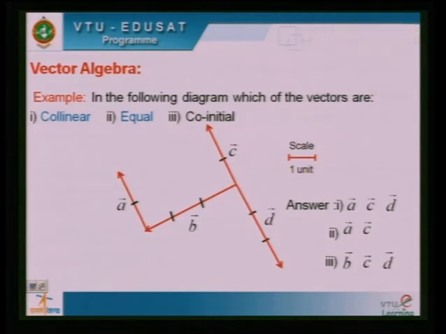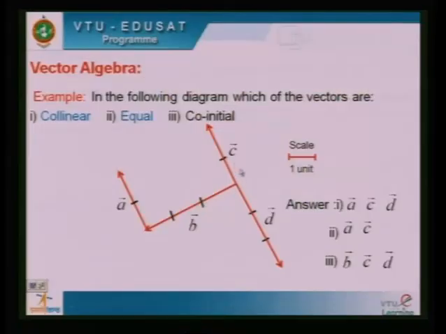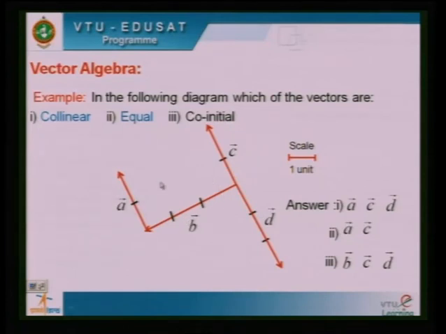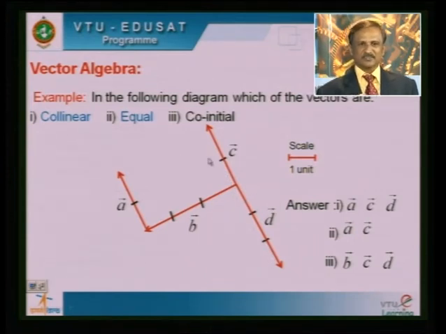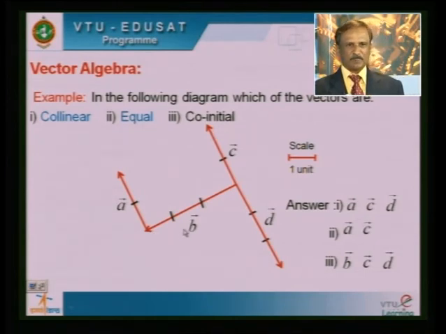So the next example is similar to the previous example. In this case, I have considered a particular diagram containing vectors. Now you have to identify collinear vectors, equal vectors, and co-initial vectors from the diagram. And they have given a scale of 1 unit. So this line represents vector A, this line represents vector B, this line represents vector C, and this line represents vector D. So this diagram contains 4 vectors.